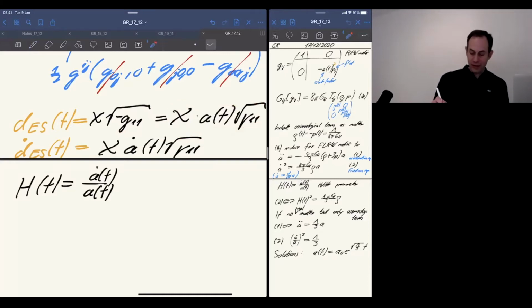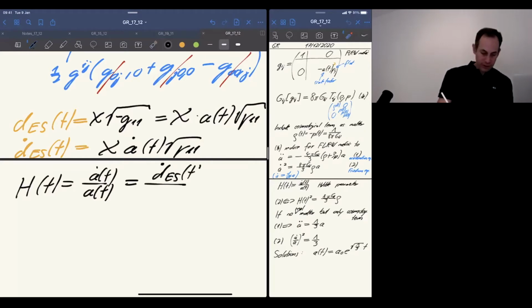So if I divide the two by each other, what remains is really the D dot, the Earth-star distance, and the D, the Earth-star distance.